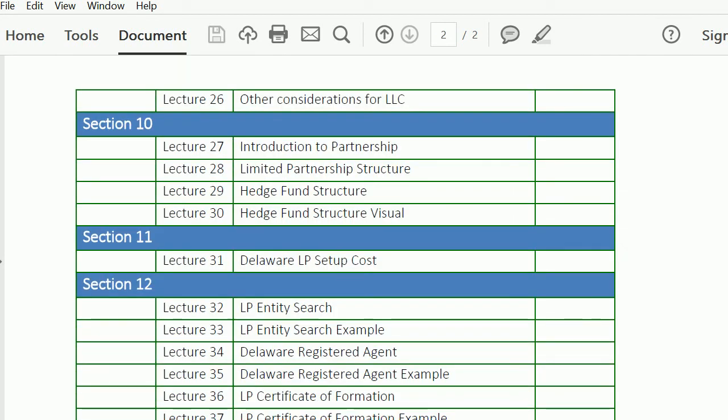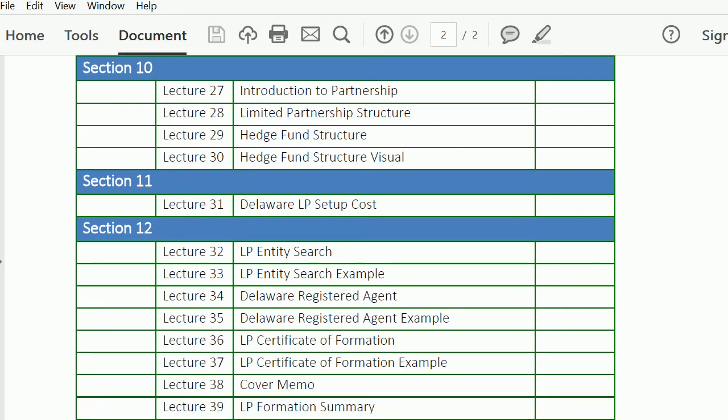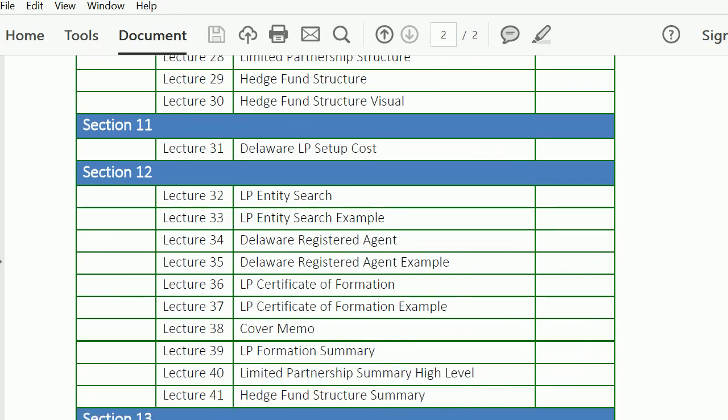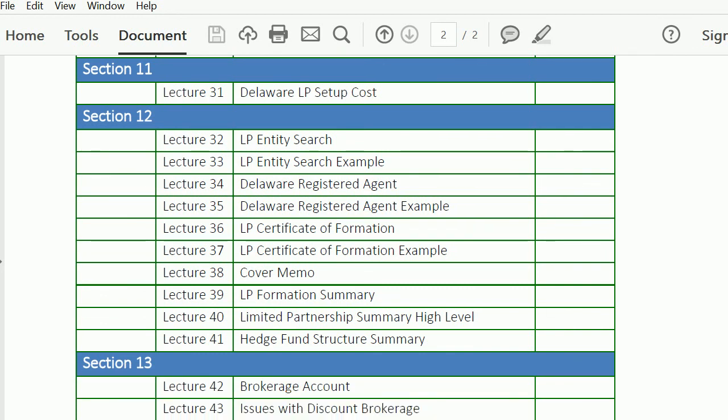Then, starting in lecture 27, we'll get into partnerships, and we'll talk about different types of partnership, the partnership structure, and how that partnership structure is related to the hedge fund structure. Again, we'll provide a high-level overview, a visual of that as well. Then we'll talk about the limited partnership setup cost involved for Delaware. For section 12, it is very similar to the LLC setup, but it's a little different as well.